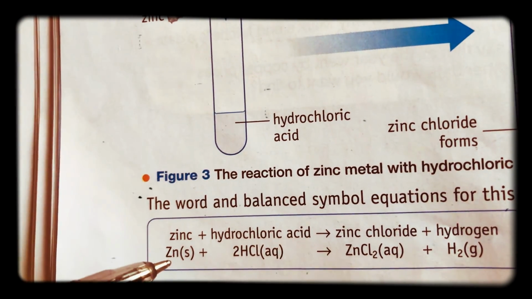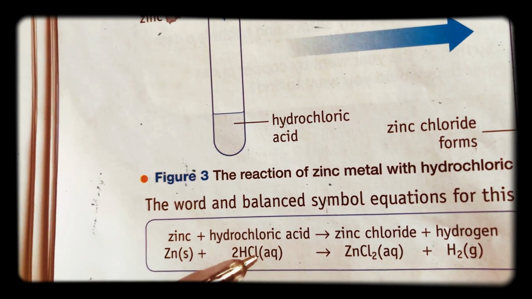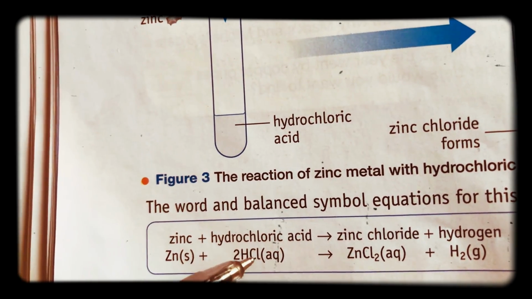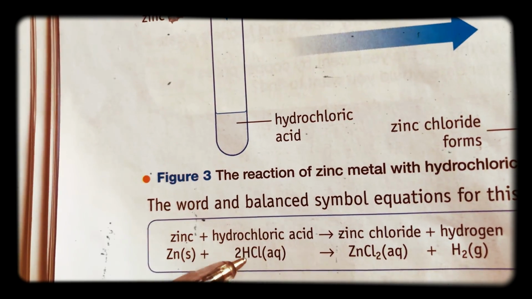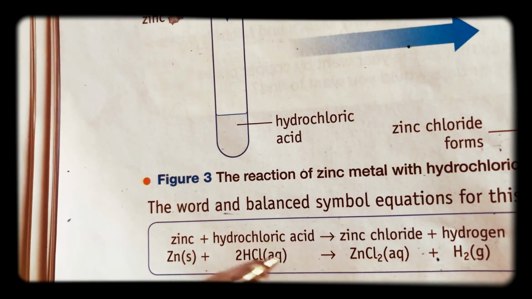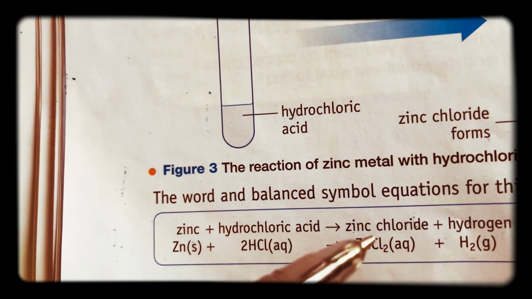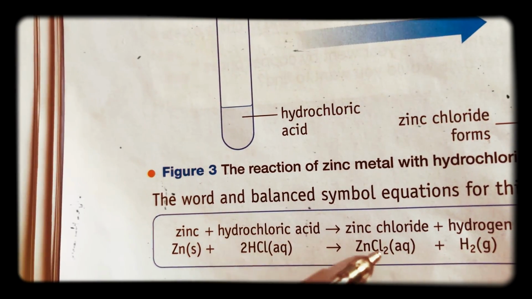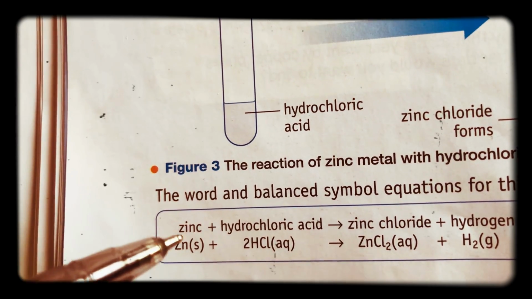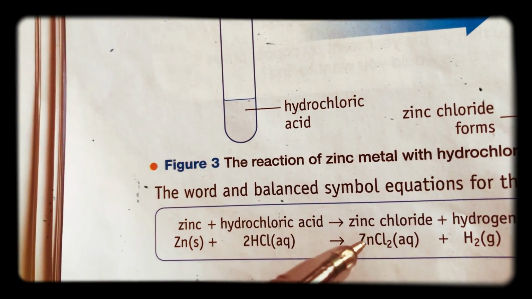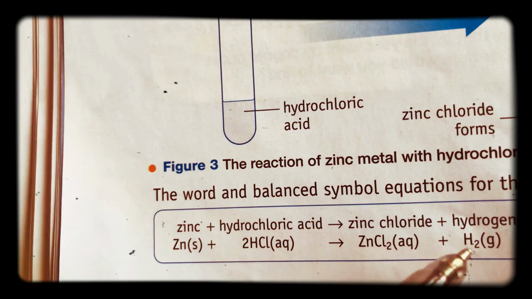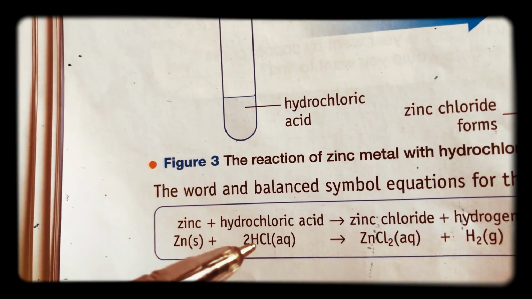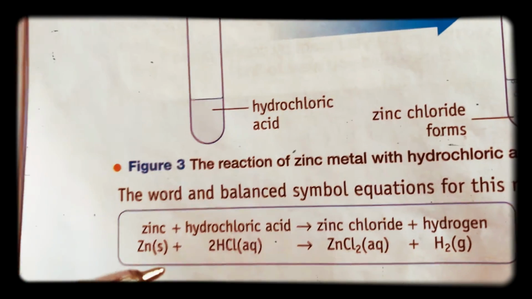Now zinc is Zn, it's an S. 2 HCl are required. That's 2 H's and 2 Cl's. So 2 hydrogens, 2 chlorides, okay? Then you have zinc chloride. So the 2 chlorides go from here to here. So you can see there's 2 of them here. You start off with one of the zincs. You end up with 1 zinc in the metal, okay? And there's a hydrogen there, okay? And those 2 hydrogens come from the 2 hydrogens that were here.